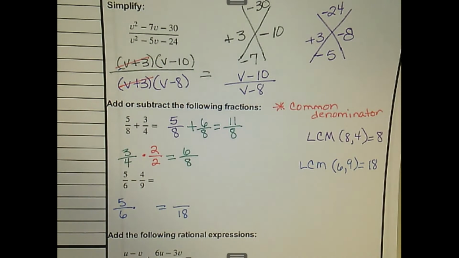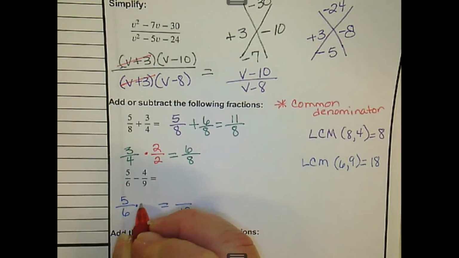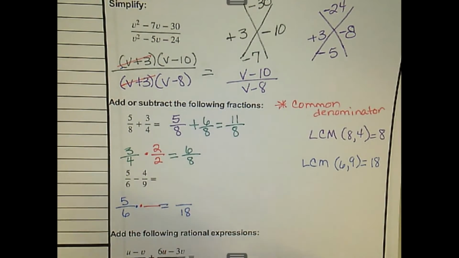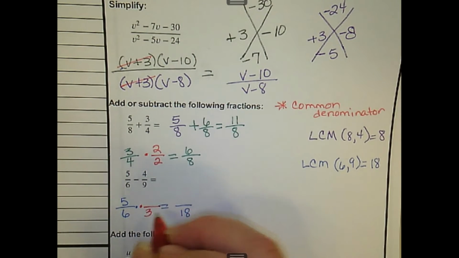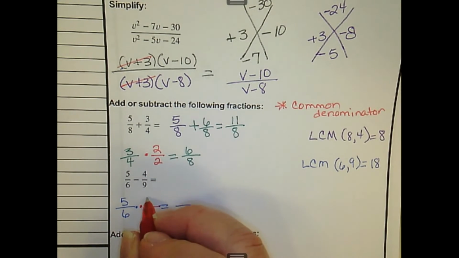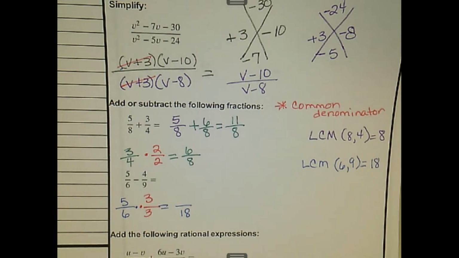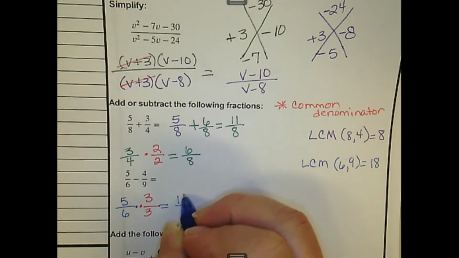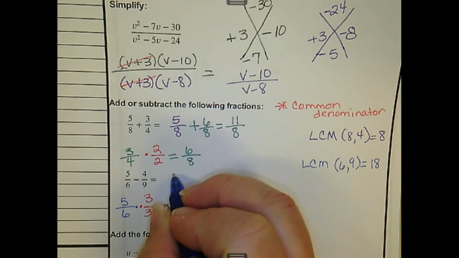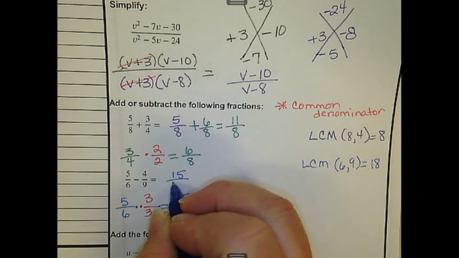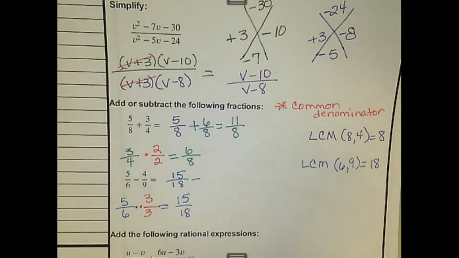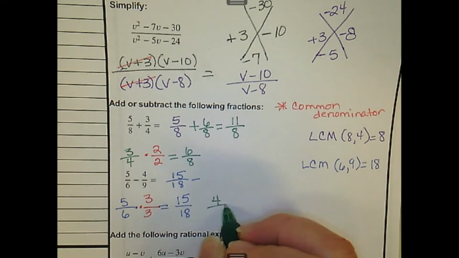Okay, what number do I multiply 6 by to get 18? Well, 18 divided by 6 is 3. What I do to the denominator, I must do to the numerator. 5 times 3 is 15. So this is equal to 15 over 18 minus, okay, I've got 4 over 9.